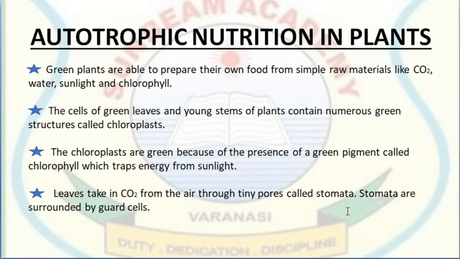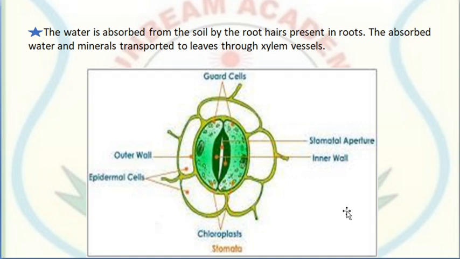Now, the cells of green leaves and young stems of plants contain numerous green structures which are called chloroplasts. And the chloroplasts are green because of the presence of a green pigment which is called chlorophyll. It is chlorophyll that traps energy from sunlight. The leaves take in carbon dioxide from the air through tiny pores which are called stomata.